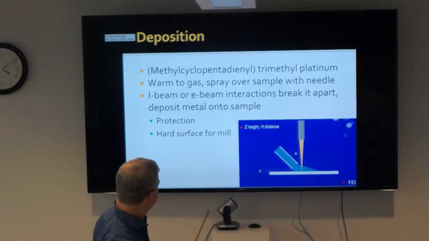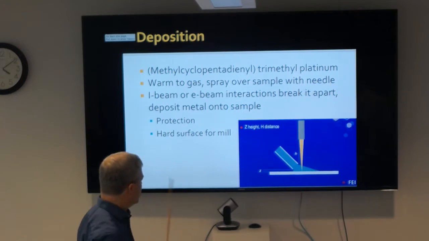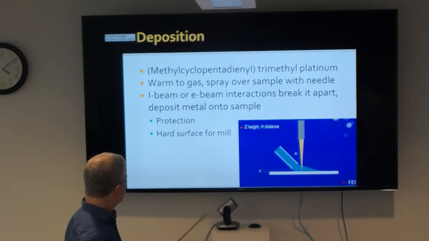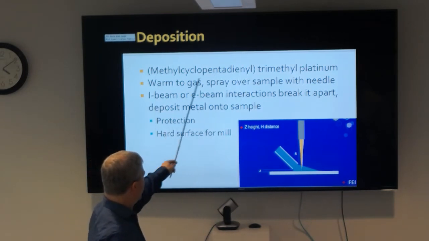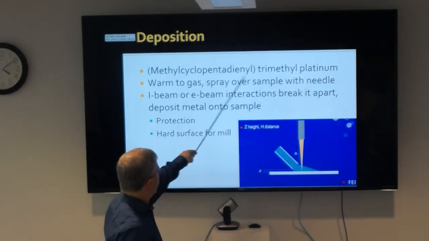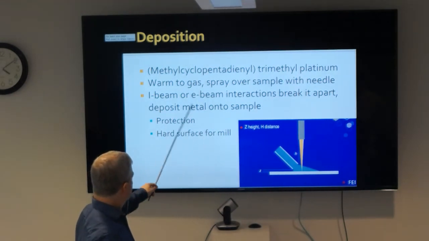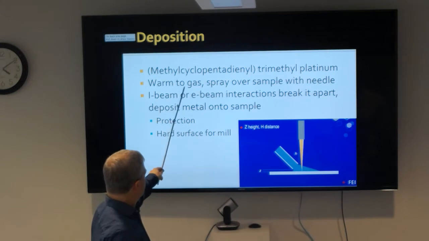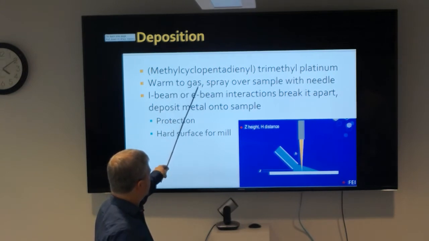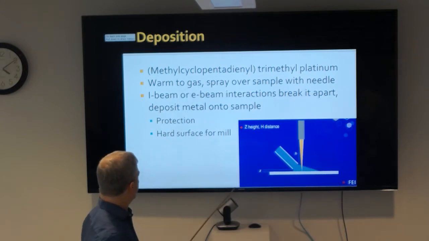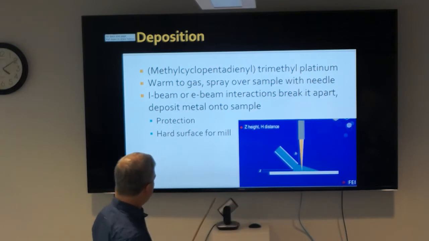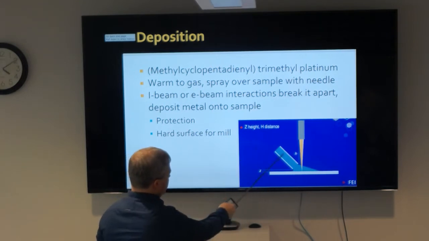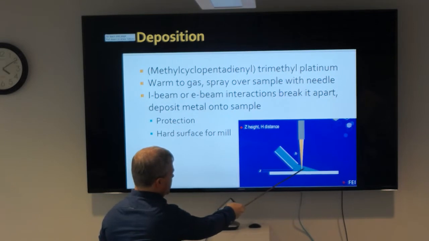You can also, with the ion beam, deposit, say, metals onto it. What's commonly used is platinum. It's basically platinum bound to an organic compound. You warm it so that it's released as a gas and sprayed over the sample with the needle. So this is what's called the GIS, the gas injection device. So you release platinum gas here.